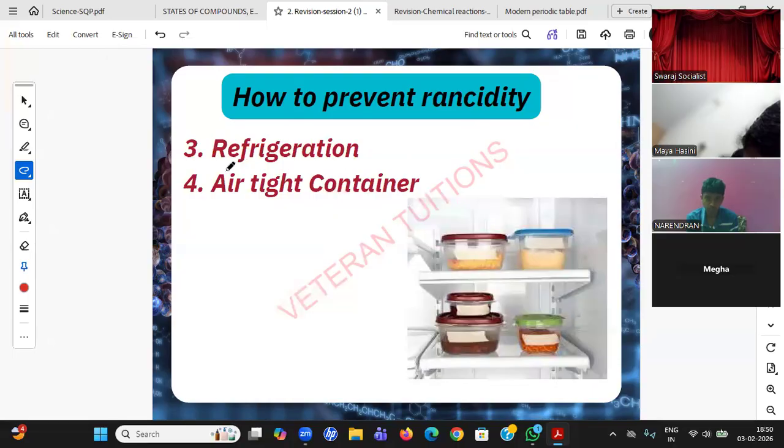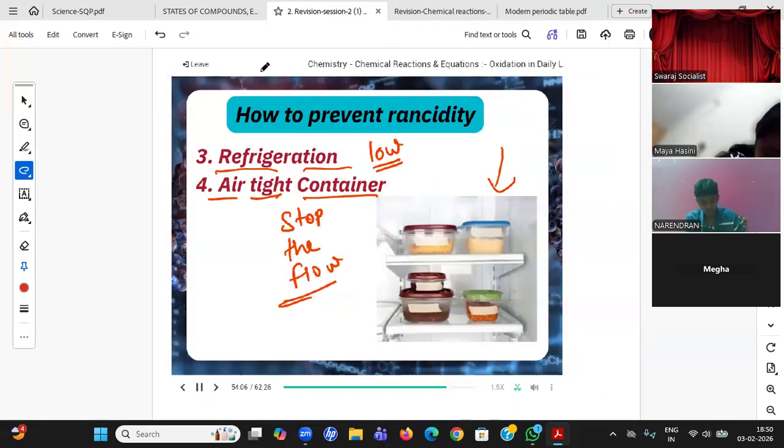Definitely you refrigerate things, and again revise why refrigeration helps. As we just saw, whenever the temperature is lower, the reaction will be slower. The same thing here: whenever you keep things in the fridge, the temperature is low, so the rate of reaction will be low. An airtight container is another thing which Rujuta was saying. Sir, it will remove all the oxygen available. So it's an airtight container.